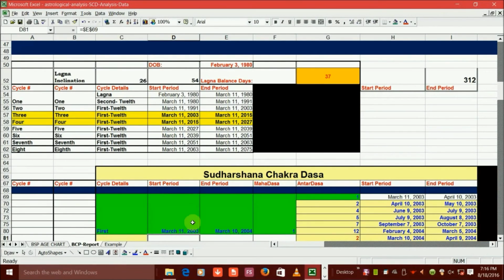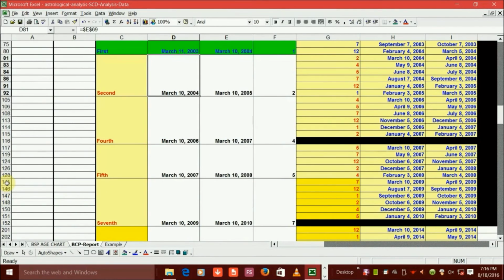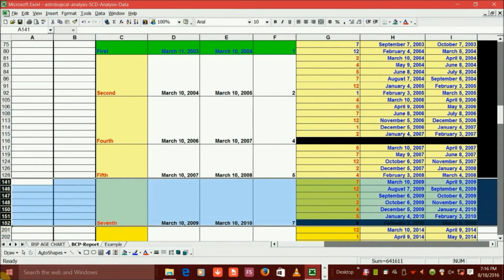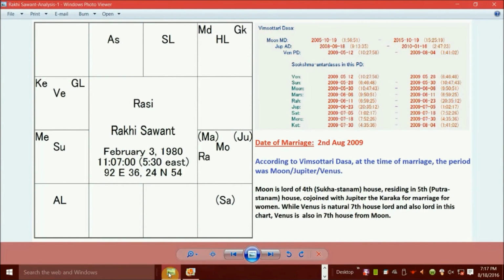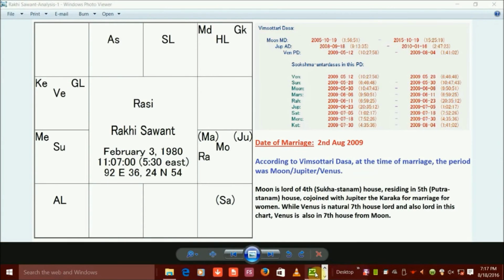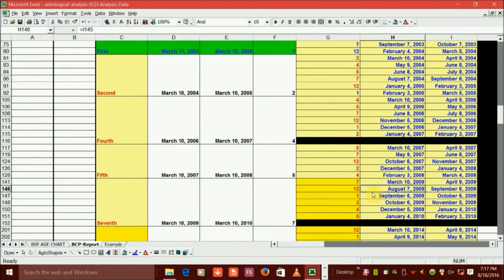and then when you go all the way to 2009, here it is: the 7th house Mahadasa, which started in March 2009, and the 7th house Antardasa is from March 2009 till April 2009. She got married on 2nd August 2009. So you go back to the Sudharshana Chakra Dasa, and there it is. She got married in the 12th house Antardasa. So the 7th house Mahadasa and the 12th house Antardasa is the Sudharshana Chakra Dasa time when she got married.